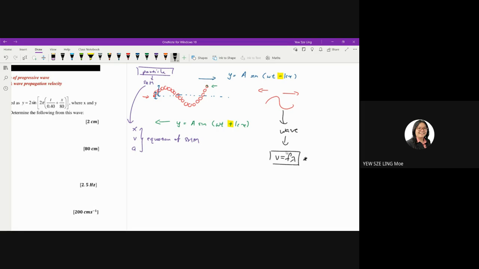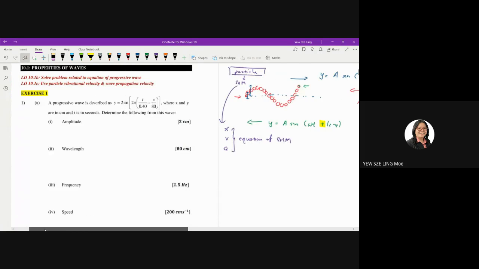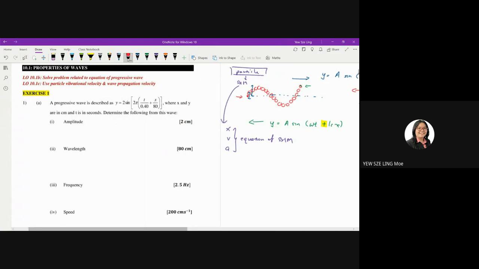So it's very simple, okay? We're just going to focus on the general equation in 10.1, which is y equals A sin(omega t plus or minus kx). So now let us look at the questions. First question, you are given an equation. The first task you should do is compare this equation with the general equation.